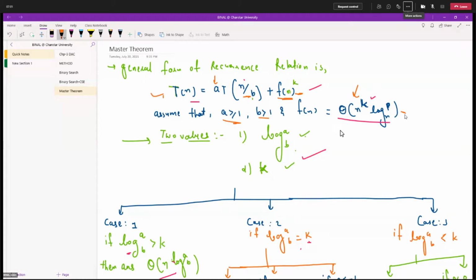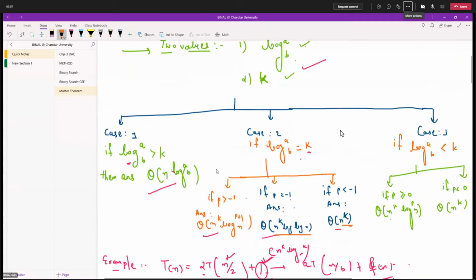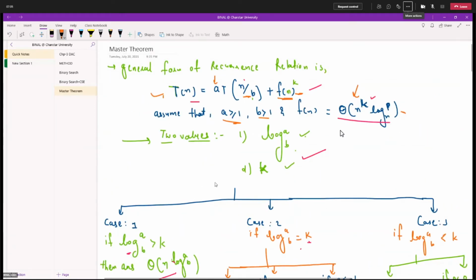So whenever you do this, you have to remember this function and these three cases, right? Write it two or three times, so you can easily recognize what cases we have in the master theorem. Always you have to identify two values, log a base b and k. Whatever is mentioned here is f(n), and you get the k value from the power of n. So whenever you apply the master theorem, you have to identify two values. The first one is log a base b and the second one is k, right?